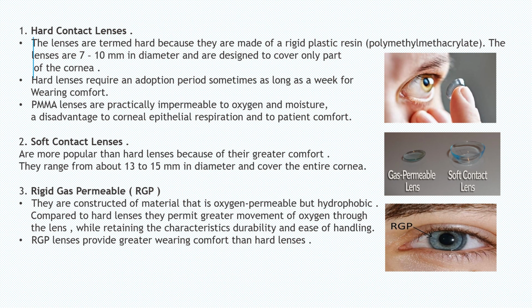Soft contact lenses are more popular than hard lenses because of the greater comfort. The diameter ranges from 13 to 15 mm and they cover the entire cornea. Rigid gas permeable lenses are constructed for oxygen transport. They are oxygen permeable but hydrophobic, and provide greater wearing comfort than hard lenses.